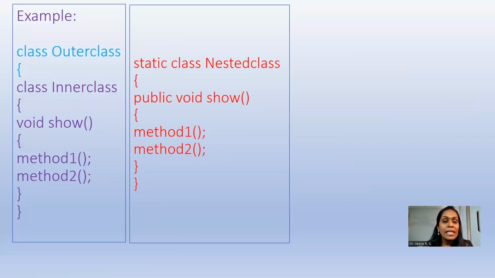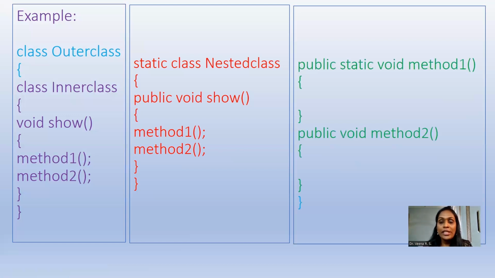So here you can see one inner class we have created, which has a member show as a method, which calls method 1 and method 2. We have created one static nested class, which also has a show method calling method 1 and method 2. Still, the outer class is not yet closed. In the same outer class, we have created one method, public static void method 1. That means method 1 is of type static. We have also defined one more method, method 2. Some statements are written in method 1 and method 2, and then we close this class.